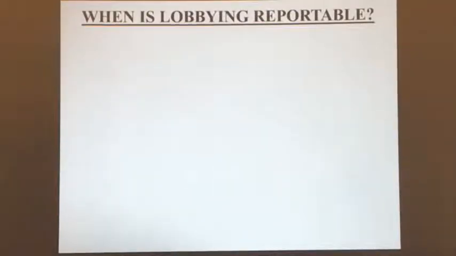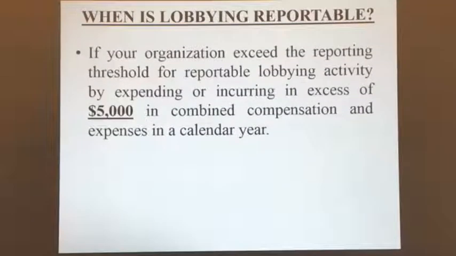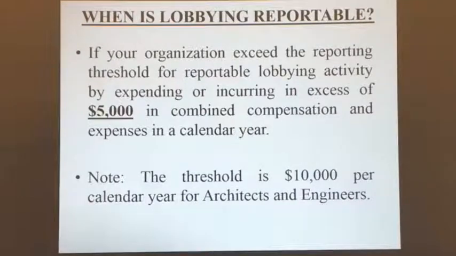Okay, so the third part of the analysis. You've now looked at the 11 defined activities, you've checked the 11 exclusions, and now you have to figure out whether you have to report. There is a monetary threshold. Basically, if your company expends more than $5,000 in a calendar year for compensation and expenses for lobbying, then you are required to report that activity. Note, the threshold is $10,000 for architects or engineers. They successfully lobbied, they have more exclusions.